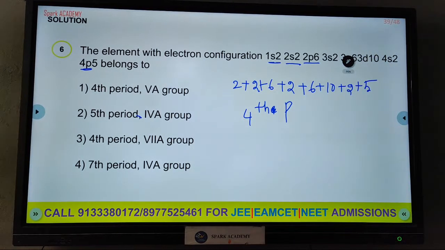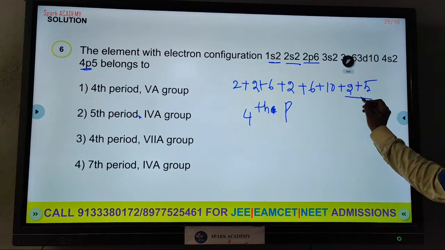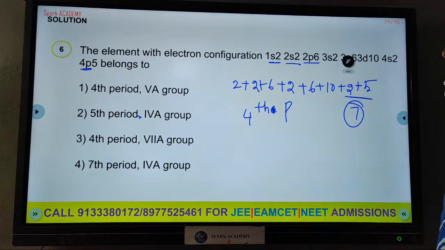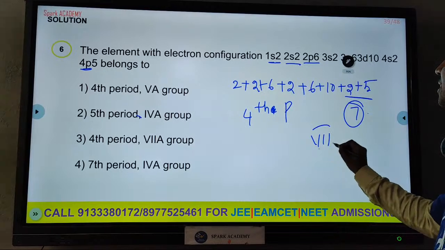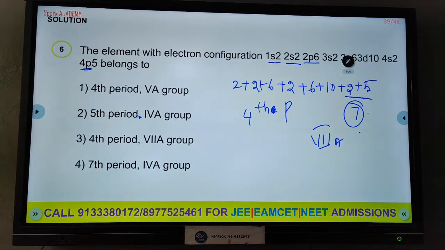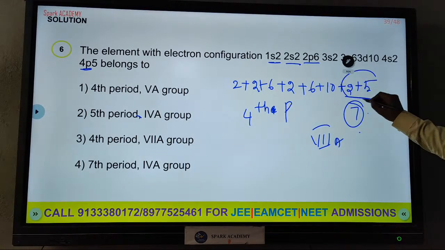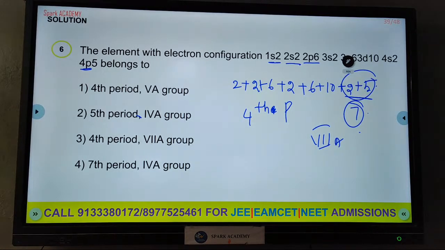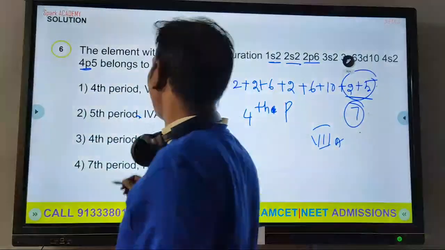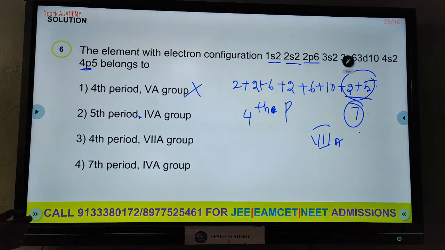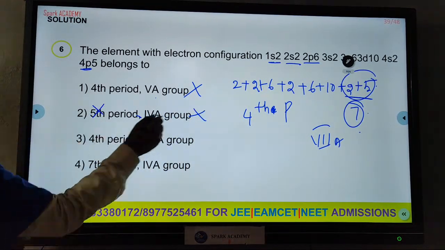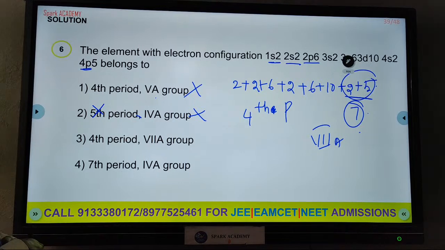Now which group? The question: what about valence electrons? 7. Then it is the 17th group, otherwise the 7th A group. So valence electrons means the last shell electrons, 7. Then it is the 17th group or 7th A group. Now, the 5th period is wrong, and the 6th period is also wrong, because we got the 4th period and 7.